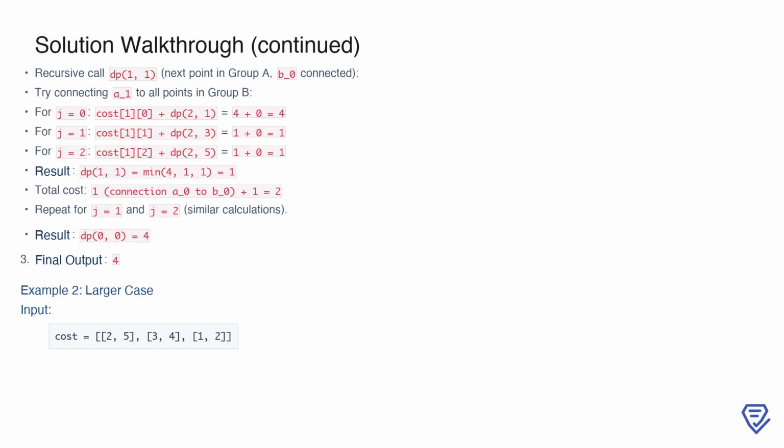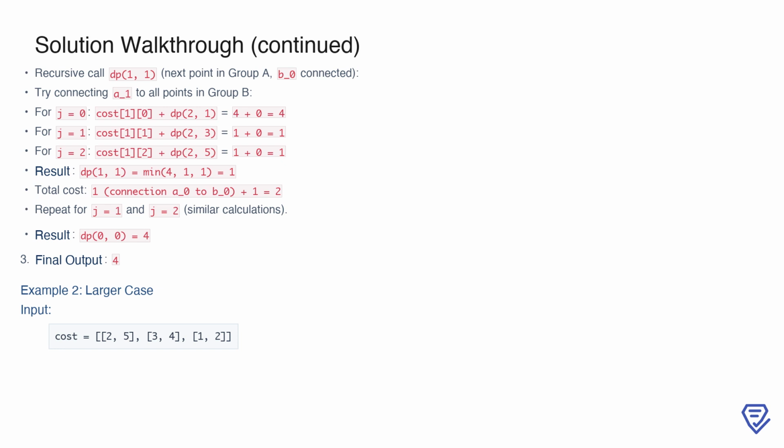First, connecting A_1 to B_0 results in a cost cost[1][0] equals 4, plus the result of dp(2, 1), which is 0 since all points in Group A are connected at this point. Similarly, connecting A_1 to B_1 results in a cost of cost[1][1] equals 1, plus the result of dp(2, 3), which is also 0. Lastly, connecting A_1 to B_2 has a cost of cost[1][2] equals 1, plus the result of dp(2, 5), which is again 0. Among these, the minimum cost is 1, so dp(1, 1) returns 1.